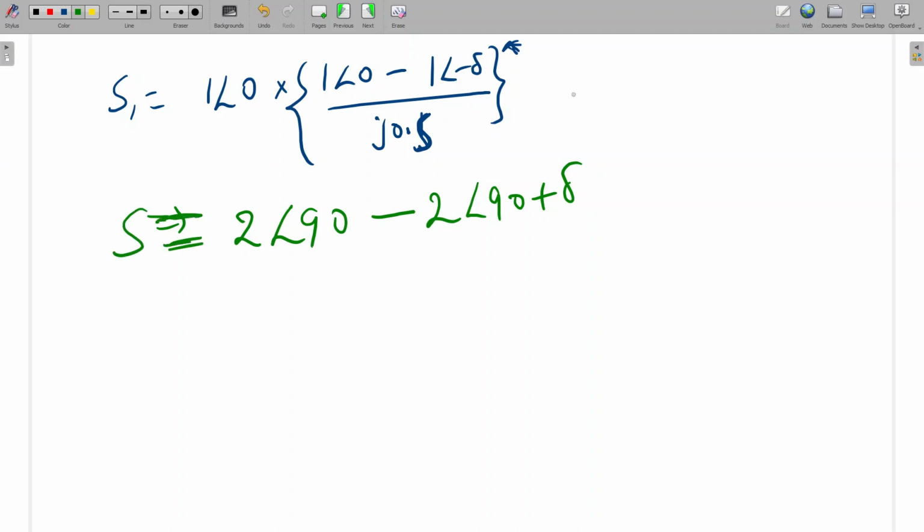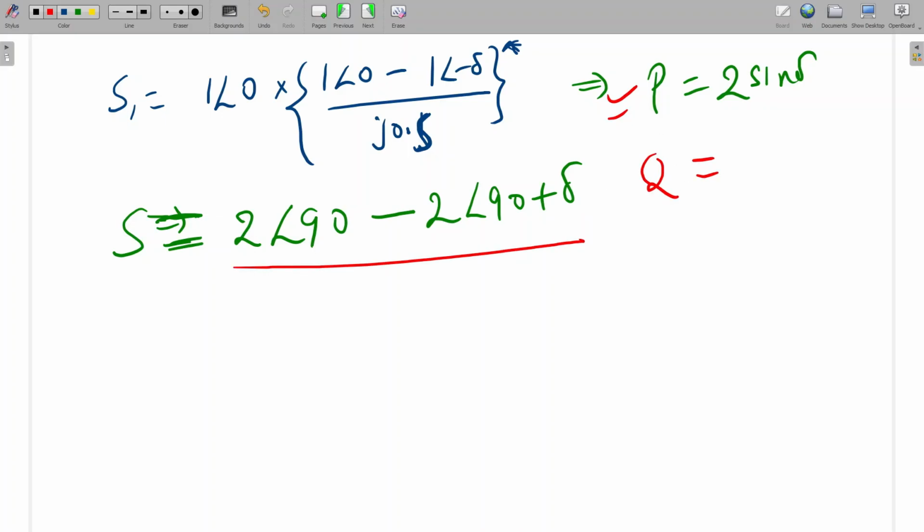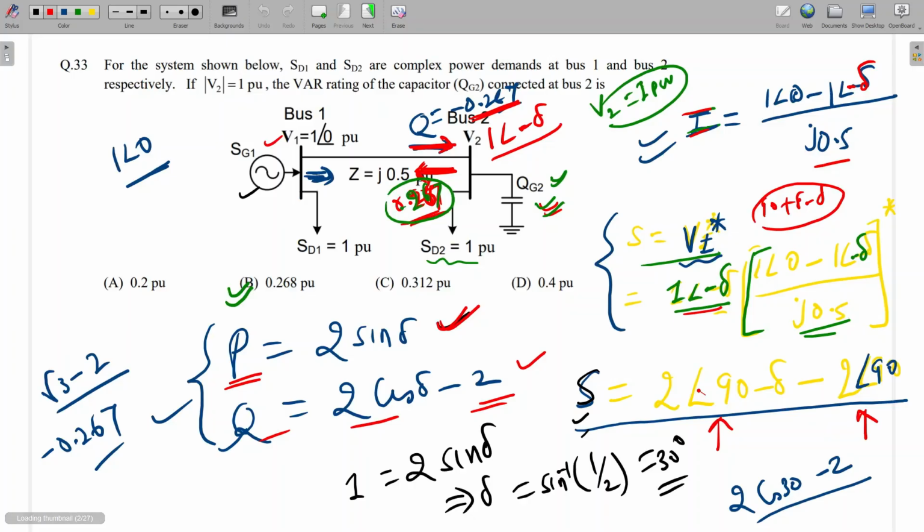So this will be the apparent power equation at the sending end. What will be the real power? If we take cosine, so cos 90 plus theta is minus sine theta, so P will be 2 sine delta. It will be the same. If we calculate at both the ends, P will be the same. What will be the Q? For Q we take sine, so sine 90 is 1, so Q will be 2 minus sine 90 plus del, that is cos del, so 2 minus 2 cos del. So at the receiving end, this was the reactive power equation, 2 cos del minus 2. Here it will be 2 minus 2 cos del.